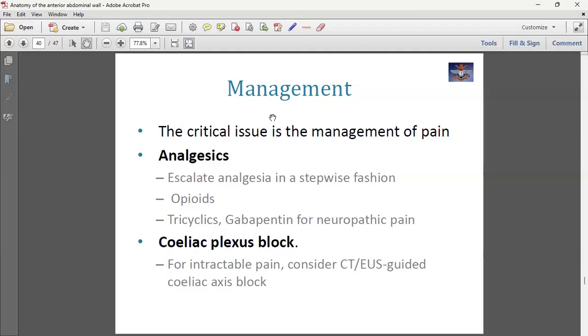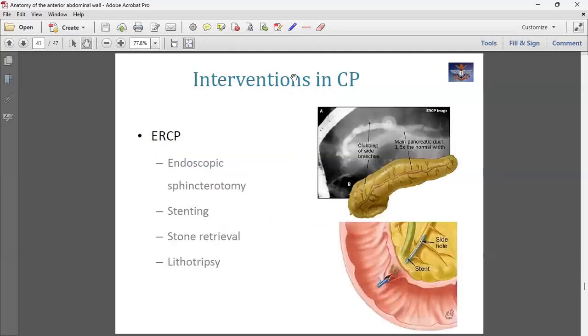It's better to write, when it comes to any chronic management, a multidisciplinary team approach, where you will get hold of a surgeon, pain consultant, and any other supportive staff. Okay, so analgesia, and you should write under the heading of analgesia, which is opioids and plexus blocks. So you can add radiologists and anesthetists to the MDT, okay, because they give these blocks. And other interventions, endoscopic sphincterotomy, stenting, and stone retrieval.